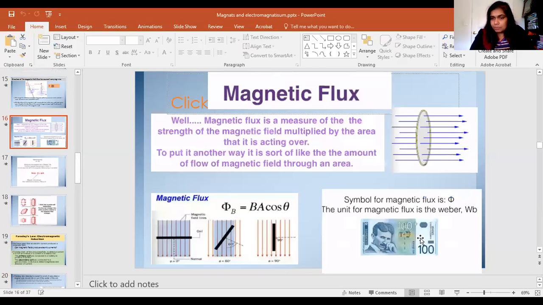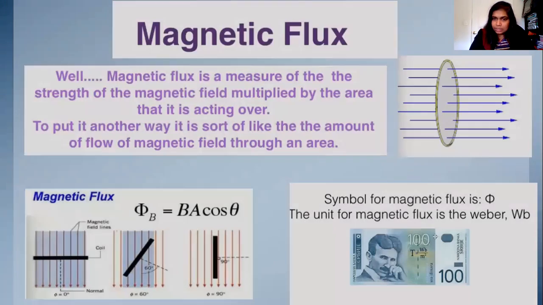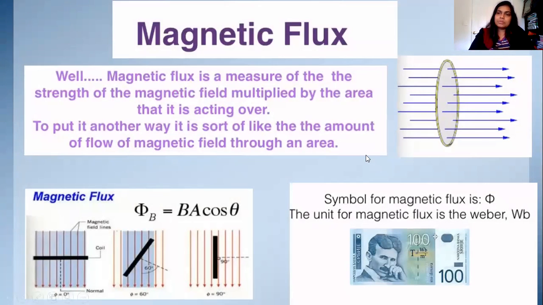So this is where we stopped last week, learning about magnetic flux. Magnetic flux is not just the magnetic field lines, but we need to count the area of the coil, the magnetic field strength, and the angle at which the coil is placed in the magnetic field. The flux symbol is the Greek letter phi, and we put B to indicate magnetic. So phi B means magnetic flux.